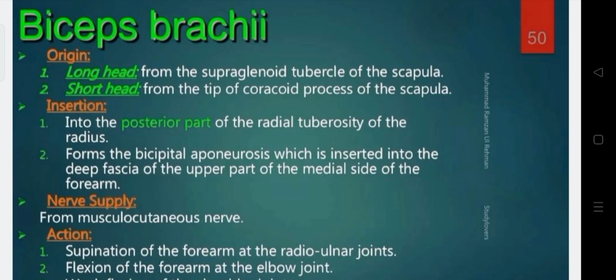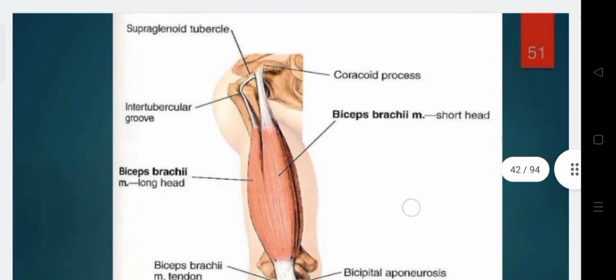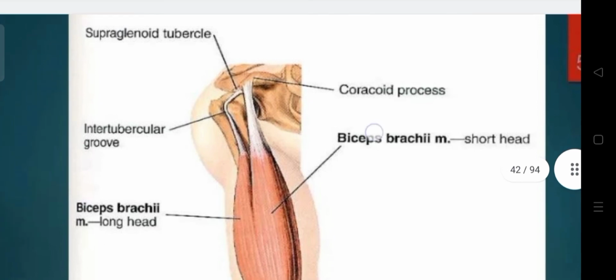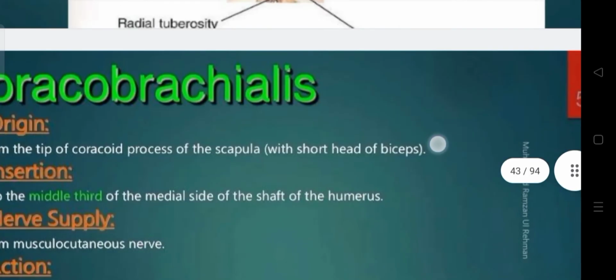You don't need to remember the nerve supply of the arm muscles. All of them are supplied by only one nerve, which is the musculocutaneous nerve. It causes supination of the forearm and flexion of the forearm, and weak flexion of the shoulder joint also. So in the close-up view, you can see clearly this is the muscle. One head is the short head, the other head is the long head.